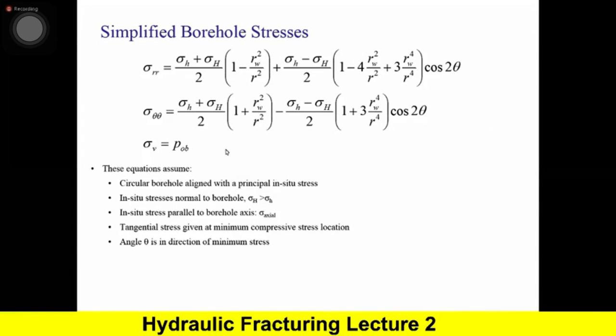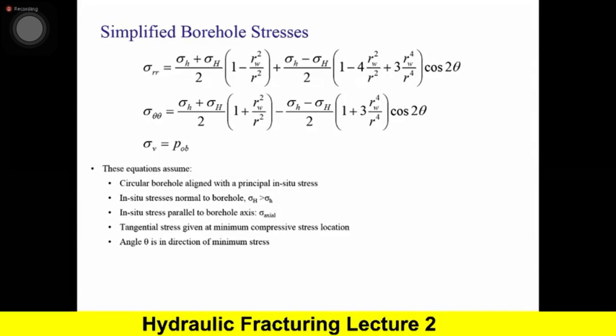That sounds very good. So now let us look at sigma theta theta, which is tangential to the wellbore. At the wellbore, R_w squared divided by R, where R is equal to R_w, is 1. 1 plus 1 is 2. The 2 here cancels out, so I end up with sigma H plus sigma H max minus this second term. I'm going to do it now for theta equals 0 and theta equals 90 degrees.